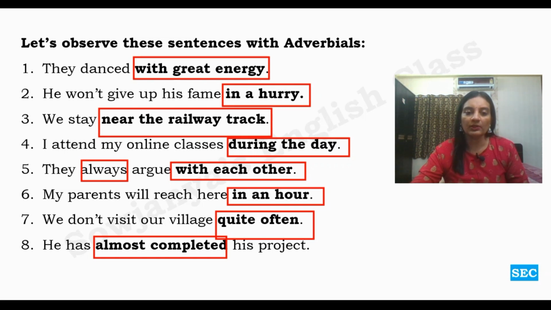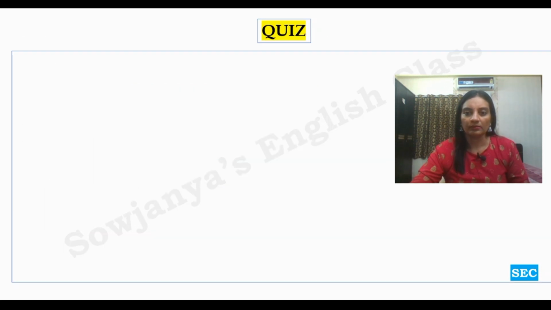We don't visit our village quite often. It tells us about the frequency. How many times do we visit? Seldom. Not quite often. He has almost completed his project. To what extent has he completed his project? Almost. So these are adverbial phrases. So that is about our adverbials.